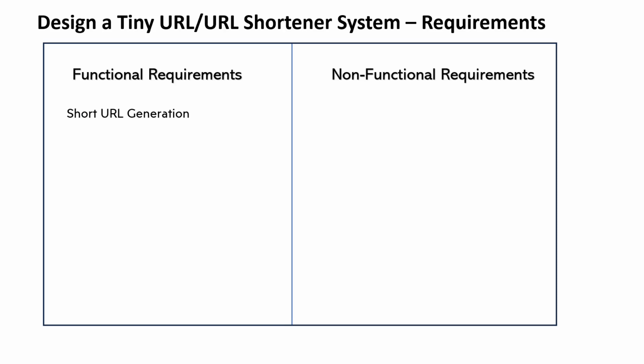First, obviously, we have to create a system that can create short URLs for the long URLs passed. Second is the redirection. Whenever a user types the short URL in the browser of any system, you are basically doing a redirection to the main URL or long URL.